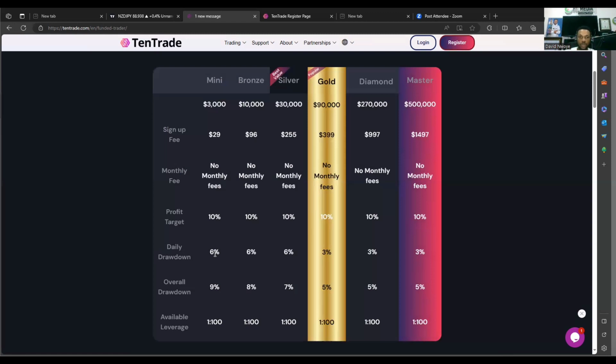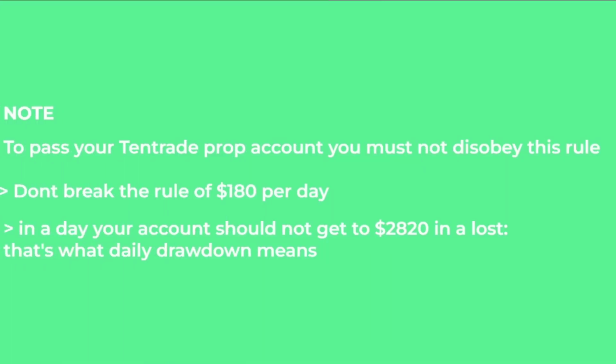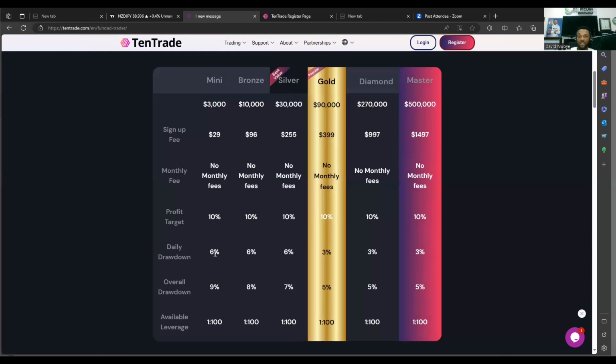Automatically, it deactivates. So if you are trading $3,000, it means that in a day your account should not get to, I think, $2,820. That's what it shouldn't get to, right? Once you get to $2,820, you're likely going to lose that account. Your account is gone. That's what daily drawdown simply means.